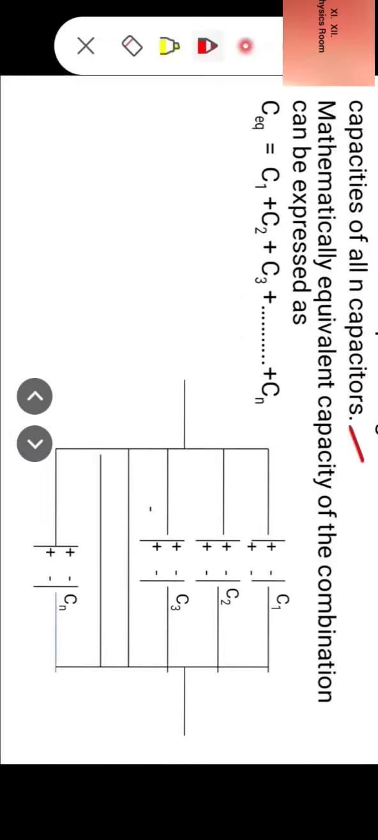Now, mathematically, equivalent capacity of the combination can be expressed as C equivalent equal to C1 plus C2 plus C3 plus so on plus Cn. Look at the diagram here, n capacitors are connected in parallel, C1, C2, C3, Cn. So its equivalent capacity will be equal to C1 plus C2 plus C3 plus so on plus Cn. So this is the law of parallel combination of capacitors.